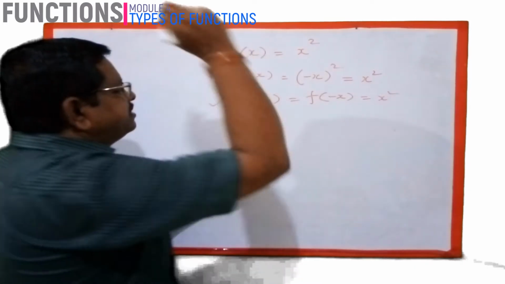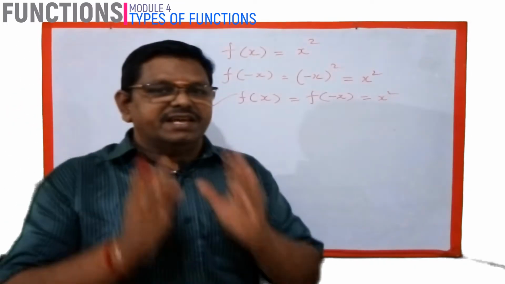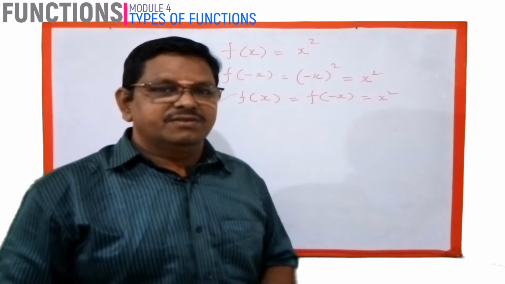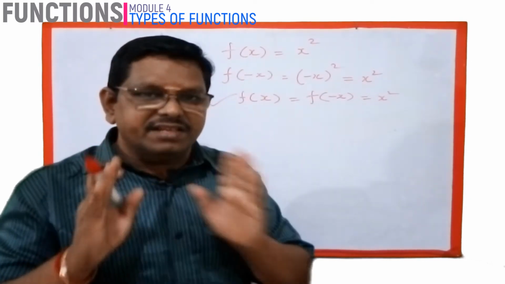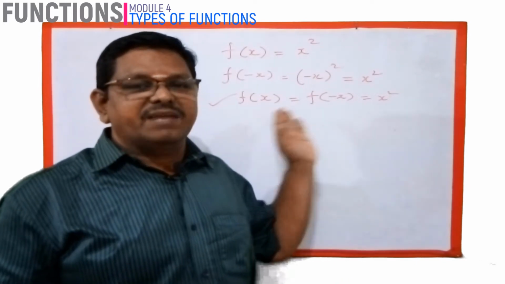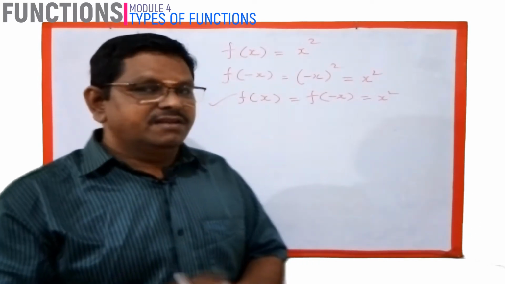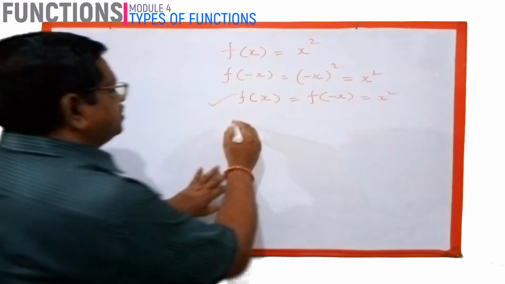We call this type of function an even function. So what is an even function? If f of x and f of minus x are equal, then that function can be called an even function. Now let us take another example.